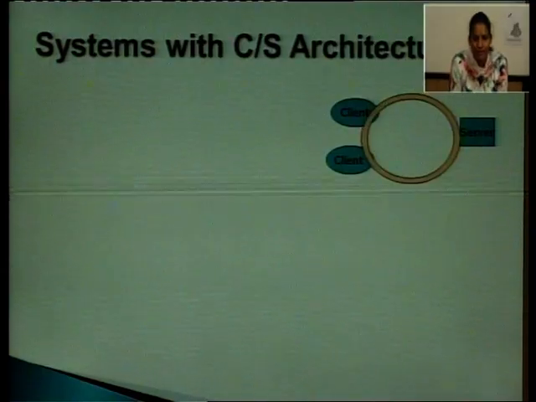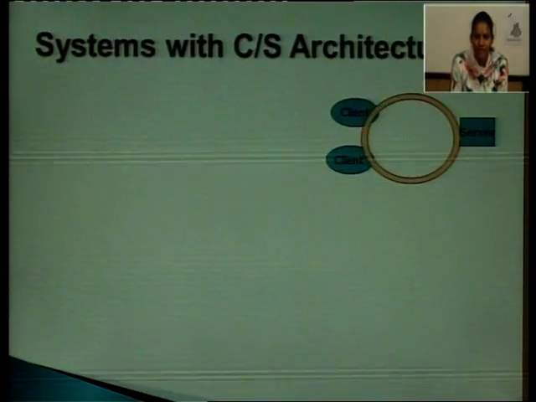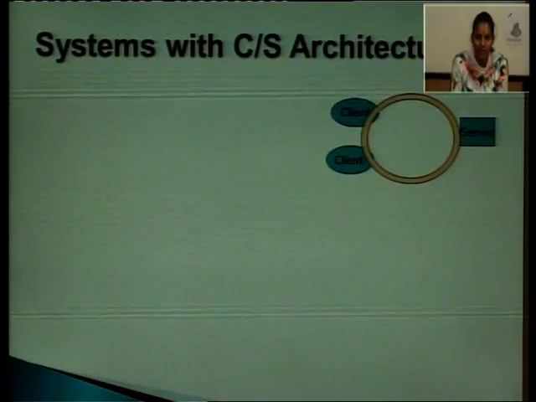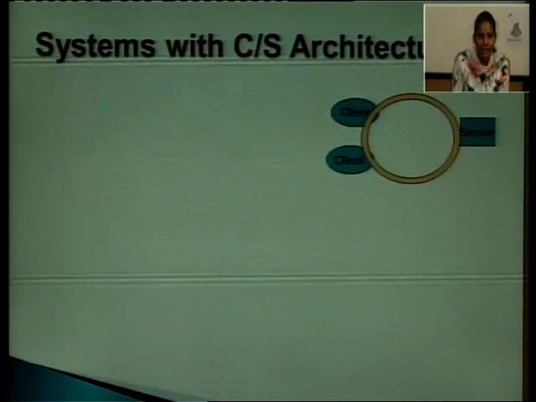So here is an example. Here there is one server and two different clients. That one server is connected to the two clients through a network.